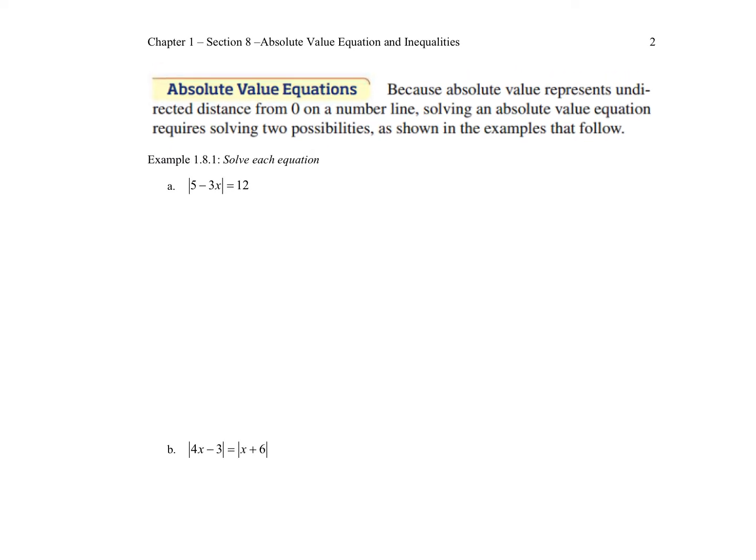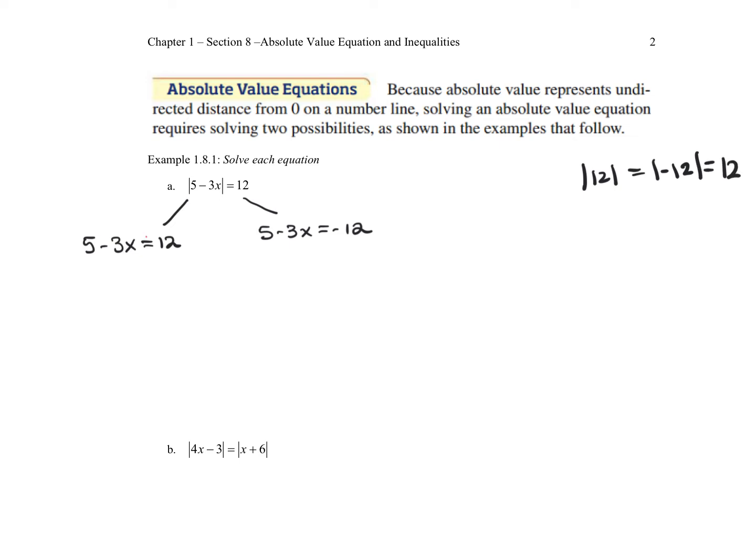So let's do this first problem. It says the absolute value of 5 minus 3x equals 12. There are two cases to consider. There are two numbers that have an absolute value of 12. Case 1, 5 minus 3x could equal 12. The other case is 5 minus 3x could equal -12. That's because the absolute value of 12 equals the absolute value of -12, and both of those equal 12.